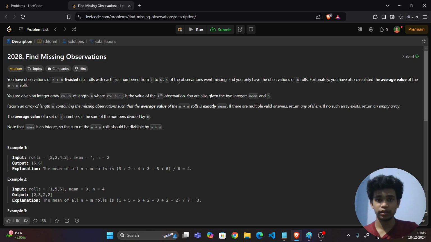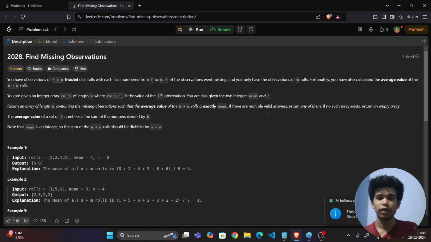In these observations, n observations are missing and m observations are given in the question. And we have the average or mean value of the n plus m observations, and they have also given us the missing count. How many observations are missing, and we want to return an array of length n containing the missing observations such that the average value of the n plus m rolls is exactly mean.